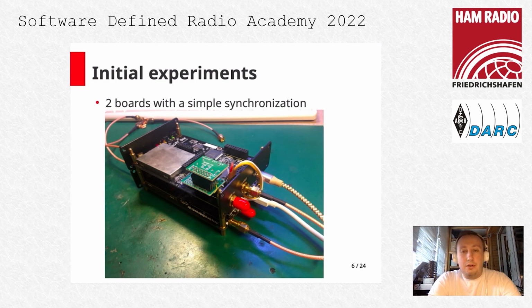HackRF boards have two ports for the clocking. One is an external clock input, so you can feed any clock source, a 10 MHz clock source, to your board, and the other is a clock output, so you can drive some external device like other HackRF boards. So you can see that the clock output of one board is connected to the clock input of the second board. Plus, there are some additional wires. Those wires connect GPIO pins of the MCU of the board. This helps to synchronize sampling of the boards.